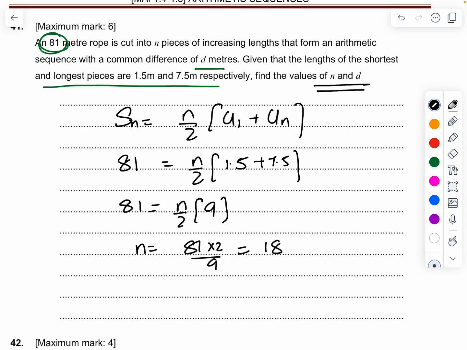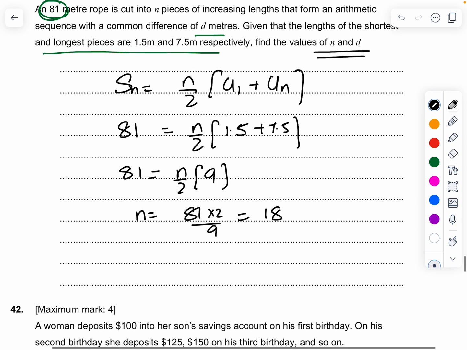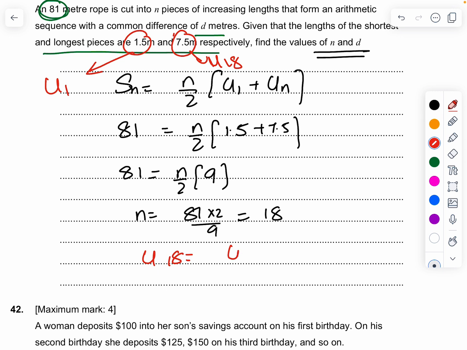Find the values of n and D. The n value we have found, and now D. This is the first piece, so this is the first term, and there are 18 terms, so this is the 18th piece. So U18 equals U1 plus 17D. 7.5 equals 1.5 plus 17D. 17D equals 6. D equals 6 upon 17.